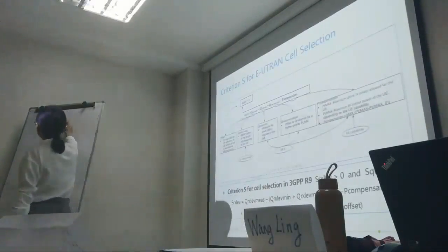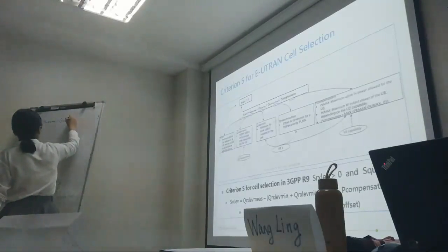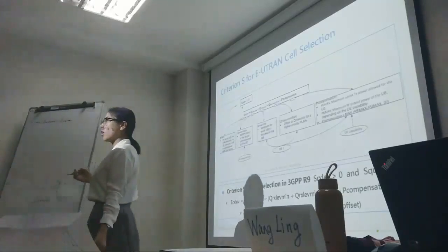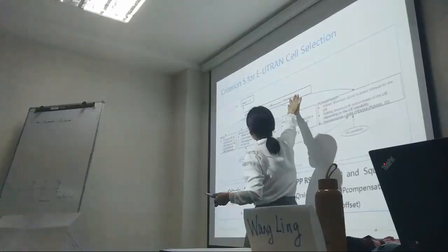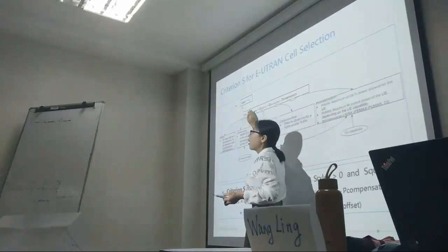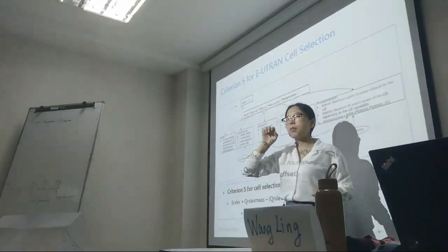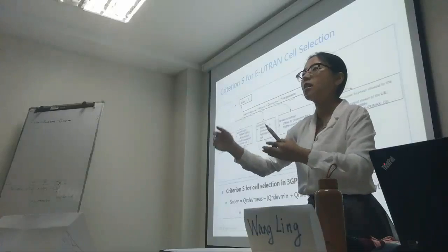This is the minimum value. So if we don't set others, it's okay. We just consider the measured and the minimum. If the measured is greater than the minimum, okay, I can select it.